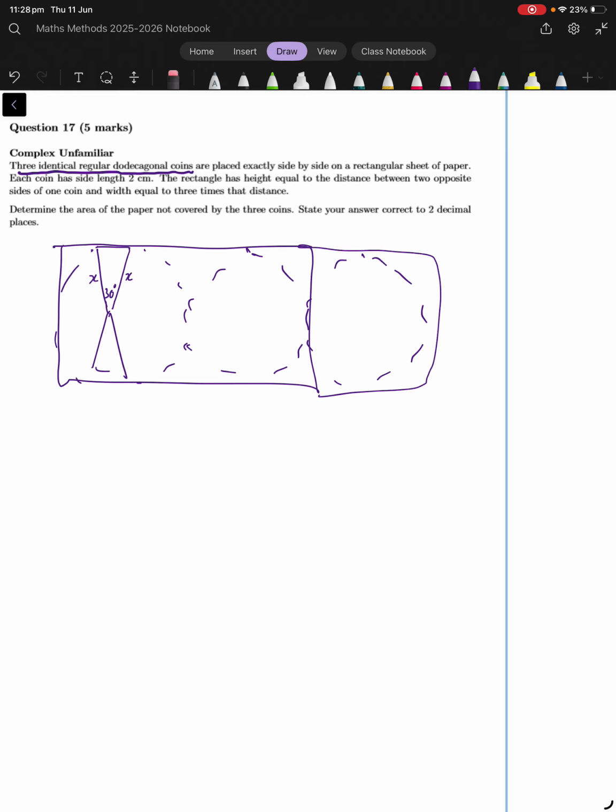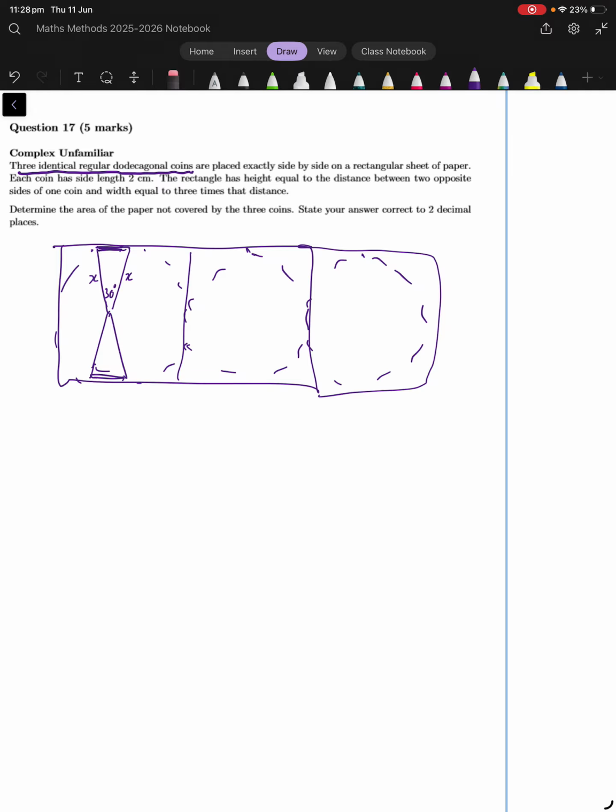It doesn't really matter. What they've asked us there is to find the rectangle has a height equal to the distance between the two opposite sides of one coin. So yeah, it's the orientation that's important. This one, the orientation is that the flat sides are touching the top and the bottom, because the height is equal to the distance between two opposite sides rather than points.